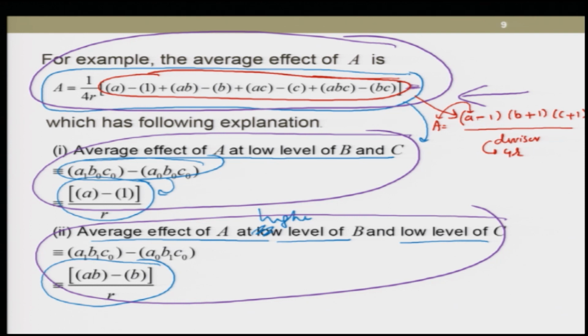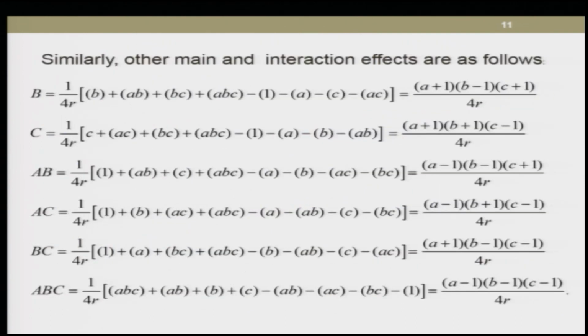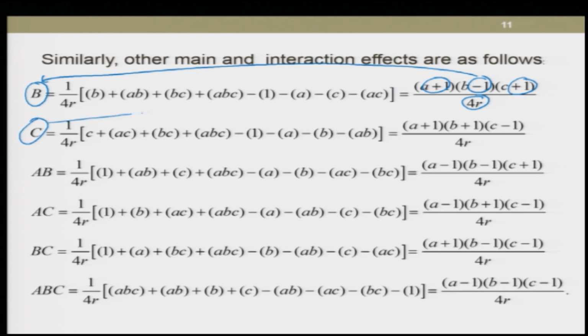Right. Now, using the same concept here, I can also write the main effect of B and C like this. B is here, so I can write down this minus sign with this B, and then I will write down plus 1 and plus 1 with A and C, and the divisor is going to be 4R. Right. And similarly, for the C, I am using the minus sign in the C minus 1, and then I am using A and B with the plus signs over here.